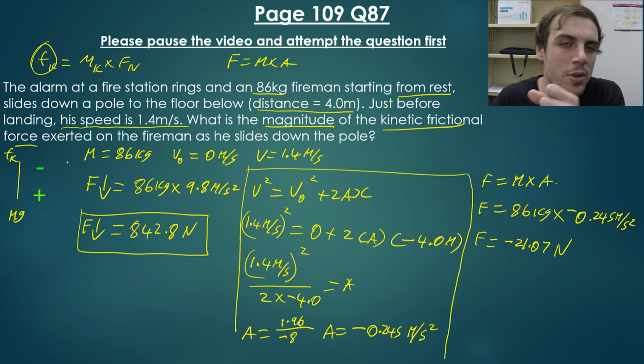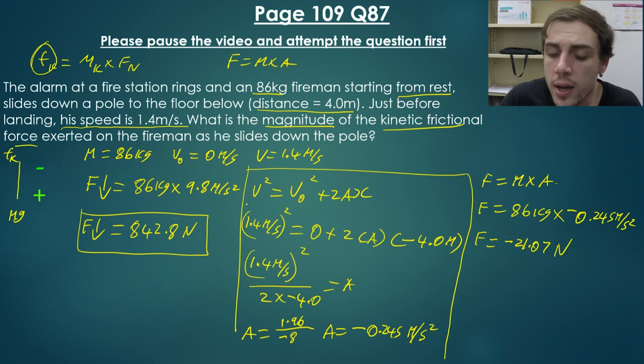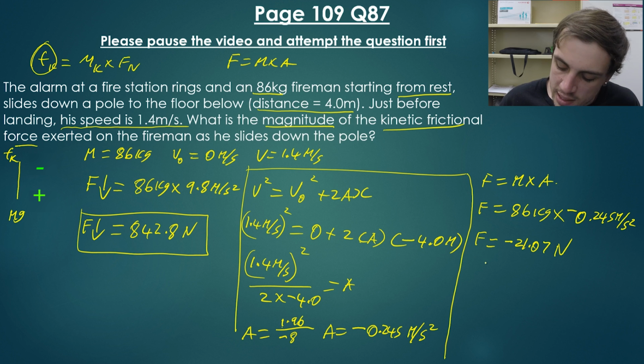What we can see now is that if the fireman was just to jump down, okay, if he was to just not even grab the pole and just free fall and go splat, he would have a total downward force of 842.8 newtons. However, what we've calculated here, judging by his initial and final velocity and looking at his acceleration, is that he only had 21.07 newtons.